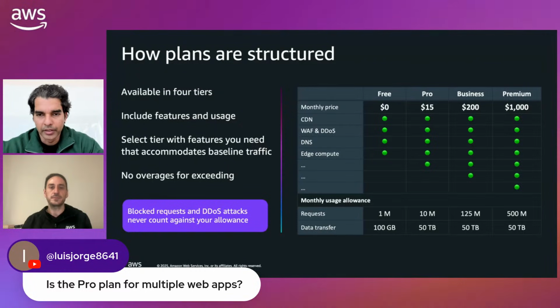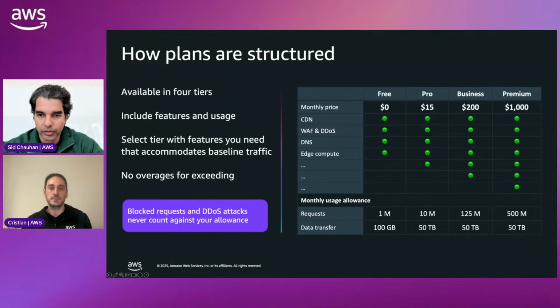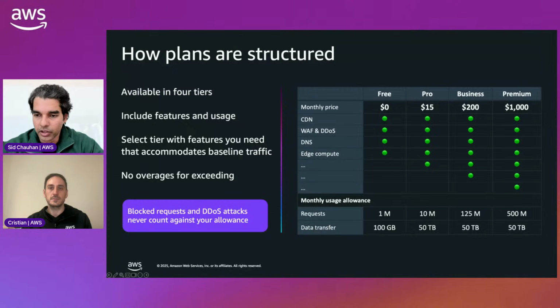Yeah, and as Christian mentioned, it's for one distribution, but a lot of times customers have multiple web apps under the same domain tied to a single application, and that would obviously warrant such high requests like 10 million and 50 terabytes of data transfer. So that's definitely valid, but it depends how your applications are set up behind the distribution. Yeah, that's right.